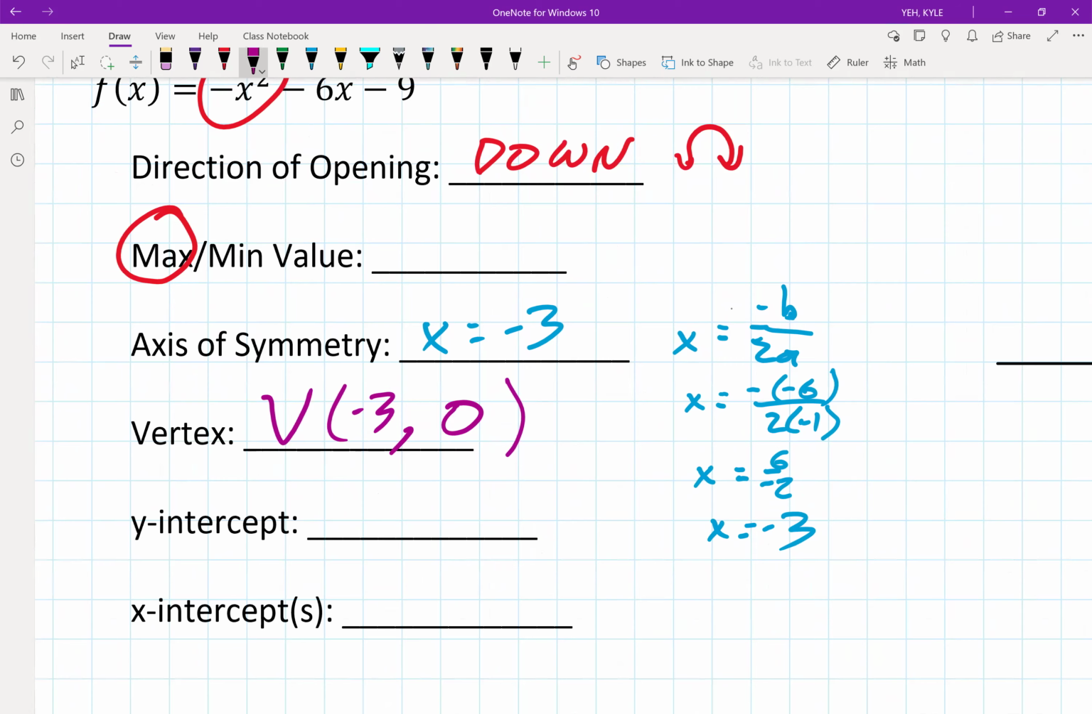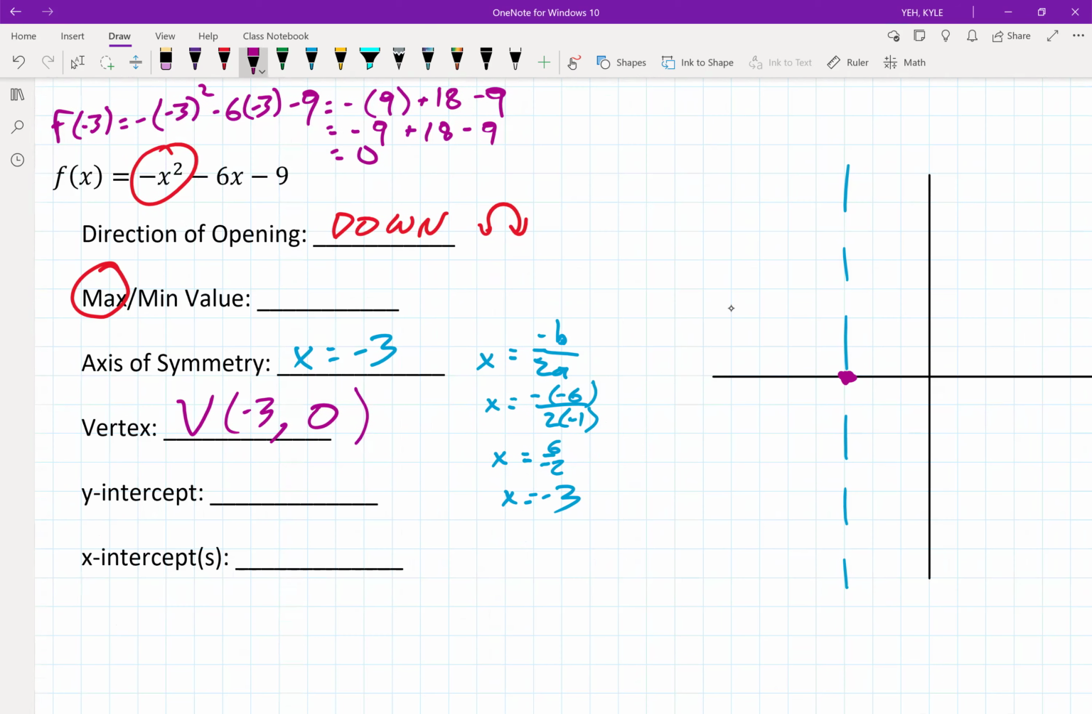And that means my max value is, how high did that go? If that's the vertex and I'm opening down, my max value is 0, which is weird because max value doesn't seem like it should be 0, but let's see what happens. Y-intercept looks like negative 9. It's just that C value. So 1, 2, 3, 4, 5, 6, 7, 8, negative 9, 3 to the right of the axis of symmetry. That means I can go 3 to the left and also get negative 9.